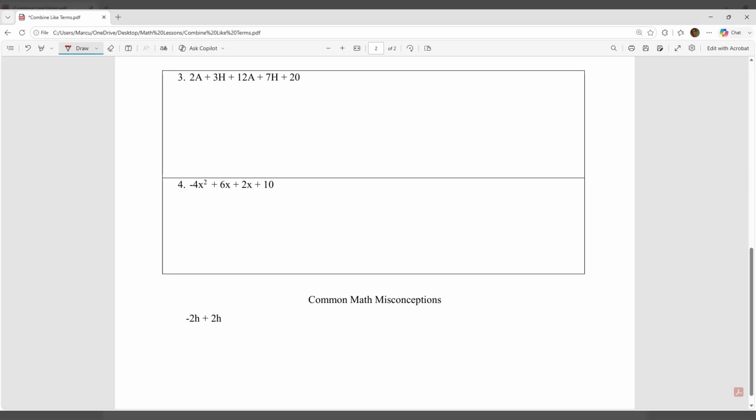Welcome back. Now we're going to go over question number 3. So combining like terms, again, you must have the same variable and the same exponent. So we have to combine 2a with 12a, and there's nothing else that we can combine with the a because you have h, and then the 20 does not have a variable. So if you combine the a's, 2a and 12a, that makes 14a.